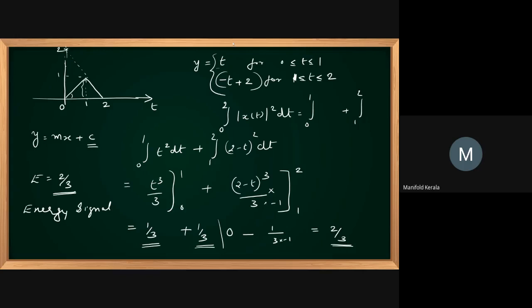Okay. So next is about power of a signal. Now the definition for power of a signal is given by power is equal to total energy divided by total time. Total energy divided by total time.